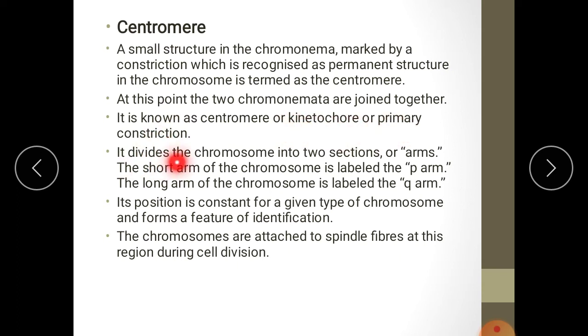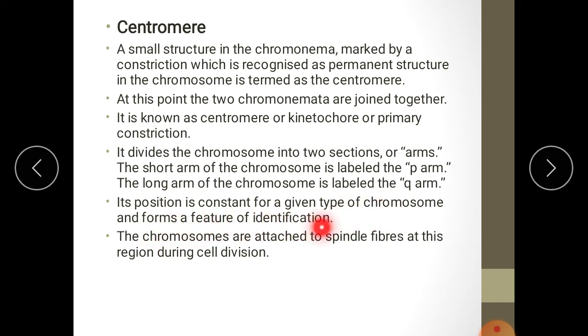It divides the chromosome into two sections or arms. The short arm of the chromosome is labeled the P arm. The long arm of the chromosome is labeled the Q arm. Its position is constant for a given type of chromosome. The centromere position in the chromosome is fixed. It is constant for a given type of chromosome and forms a feature of identification.